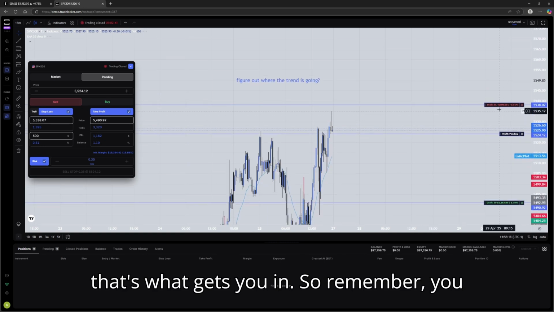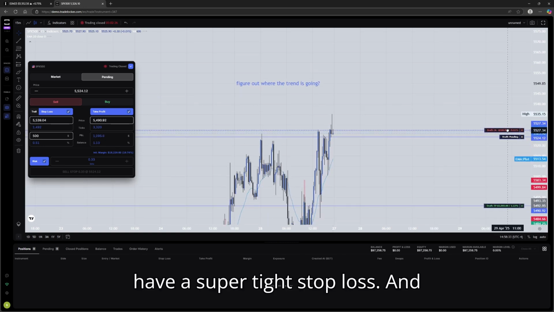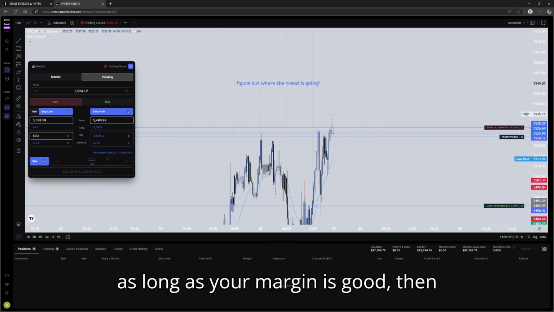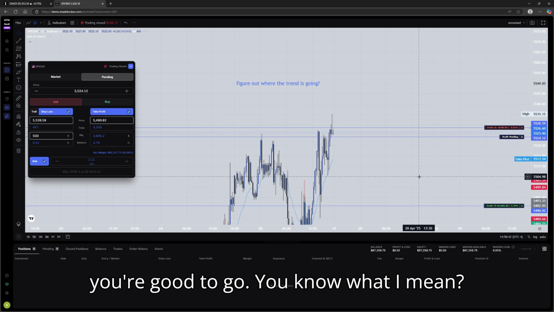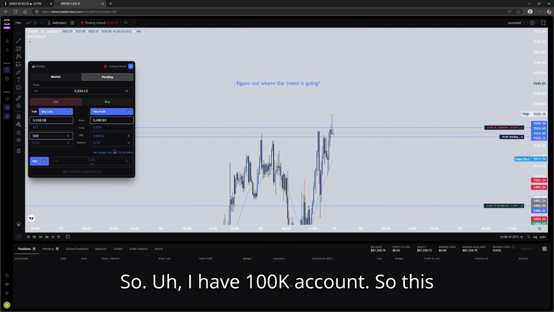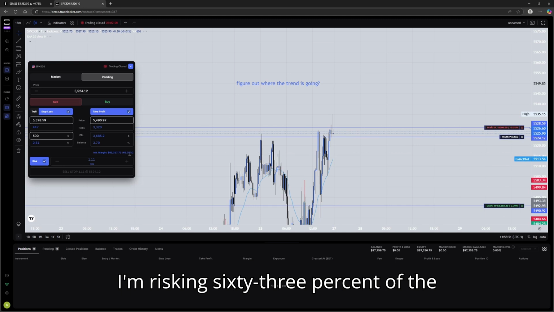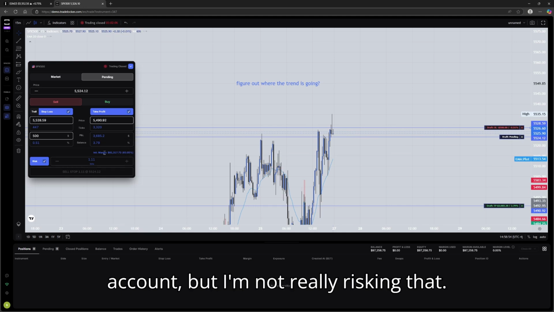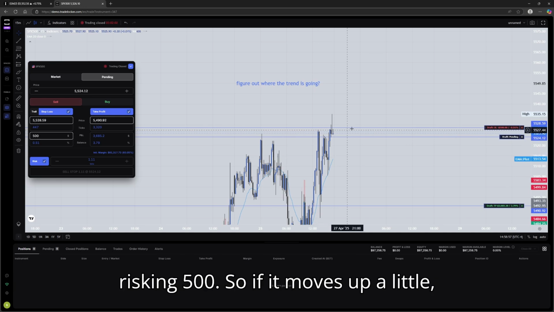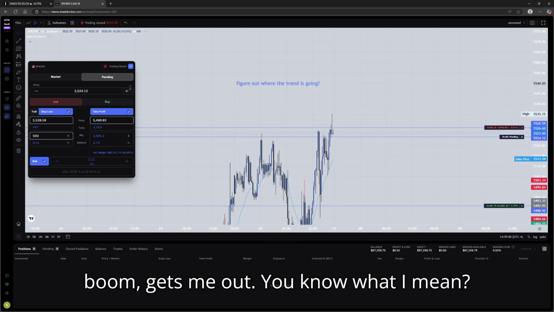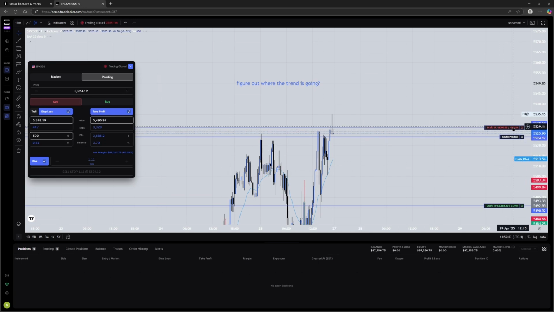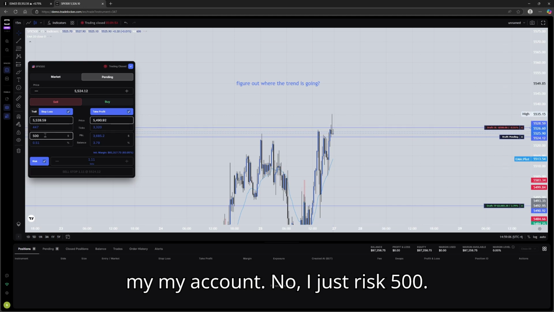So remember, you can have a super tight stop loss, and as long as your margin is good, then you're good to go. You know what I mean? So I have a 100K account, so this I'm risking 63% of the account, but I'm not really risking that, because I'm only risking 500. So if it moves up a little, boom, it gets me out. It doesn't take 50% of my account. Nah, I just risk 500.